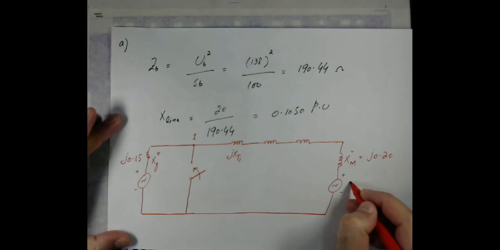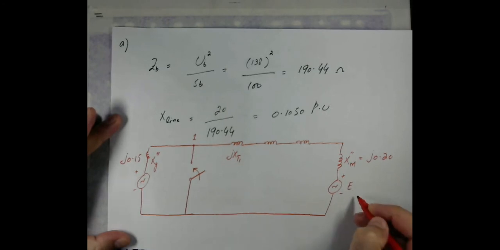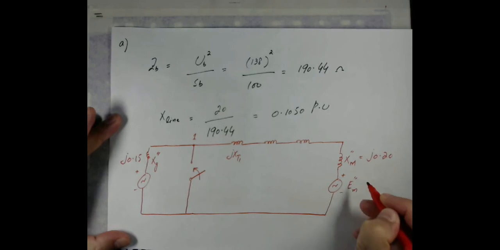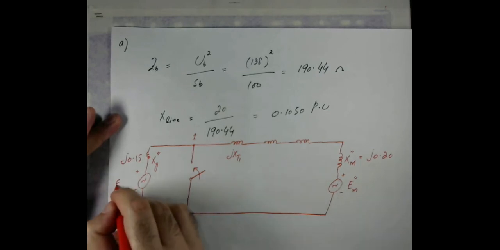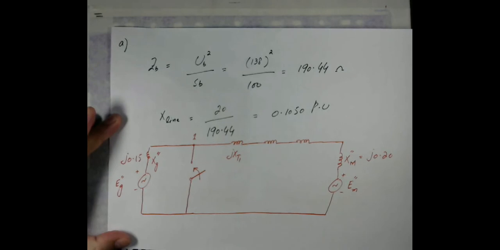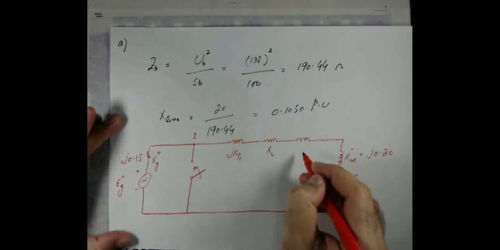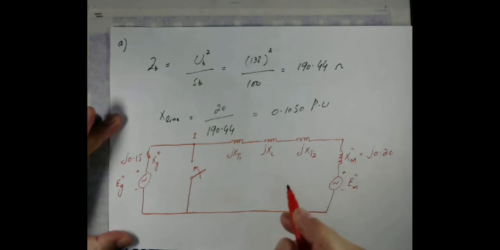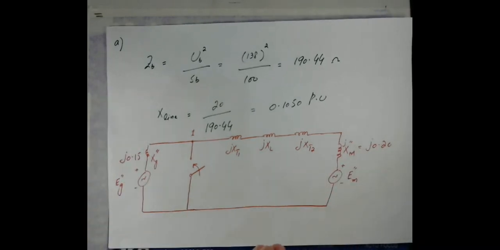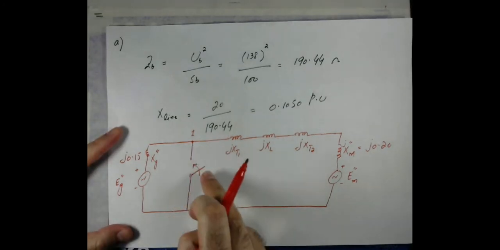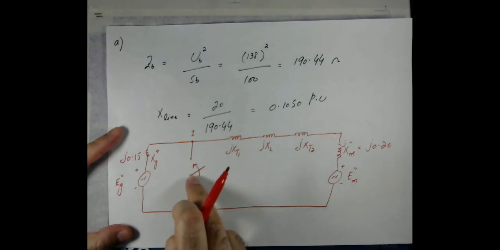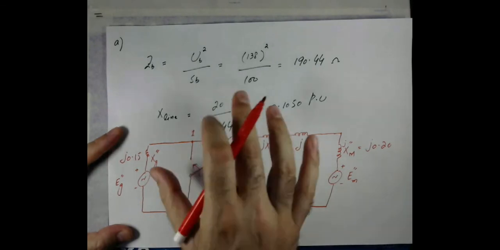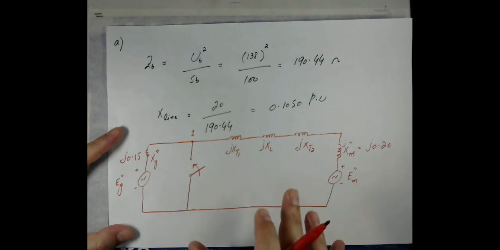Now that is EM double prime and EG double prime. That is X line, and that is JXT2. Similarly, this is J. Now this is the equivalent circuit. When at bus number 1 there is a bolted fault, obviously this contact will become closed, and that will be the circuit under the short circuit condition.